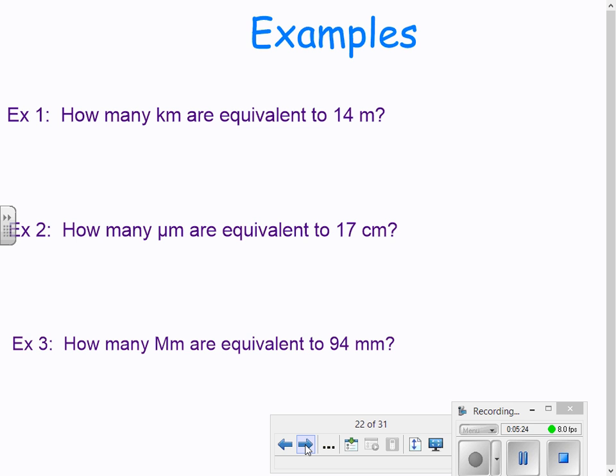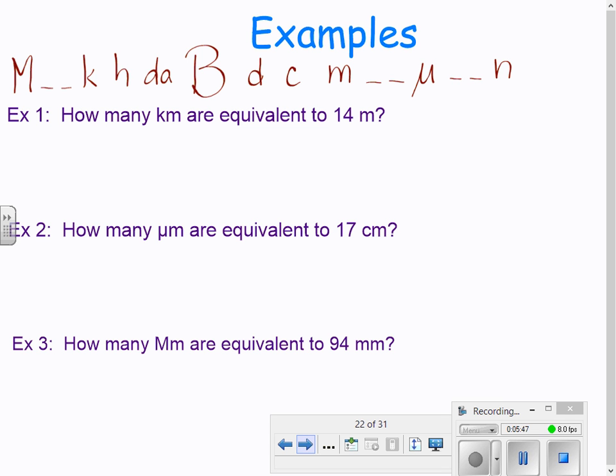So I'm going to write this out as a straight line. So we have mega. We had 2 places in our staircase. Kilo, hecto, deca, DA. All of our base units we'll write as a big B. Deci, centi, milli, 2 places. Micro, 2 places. Nano.